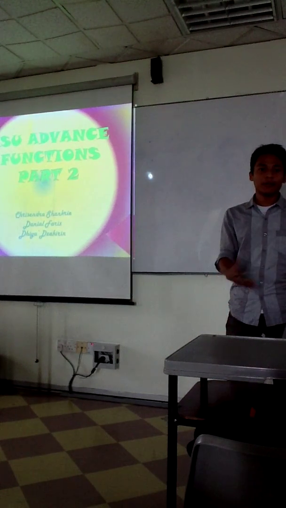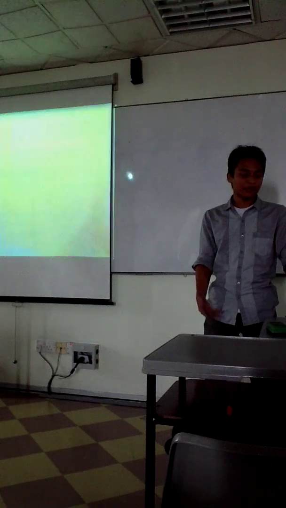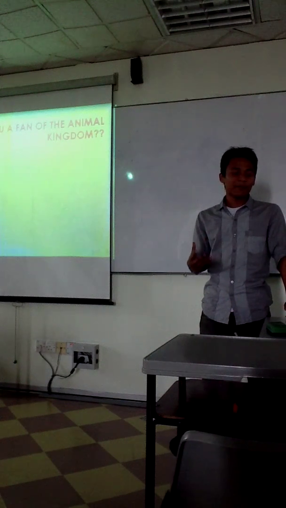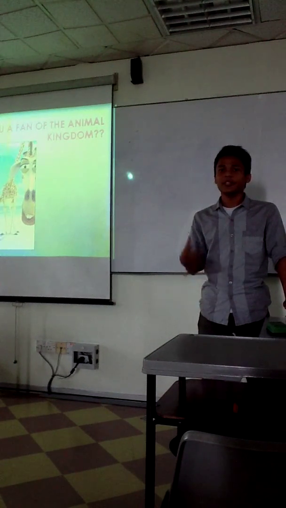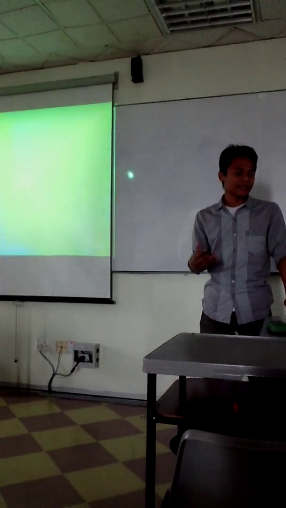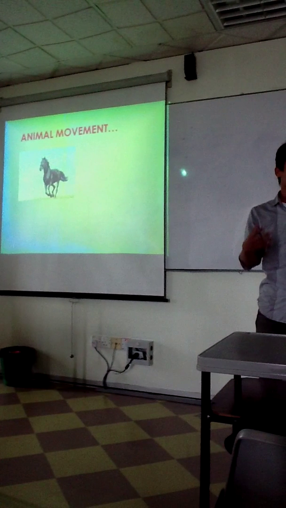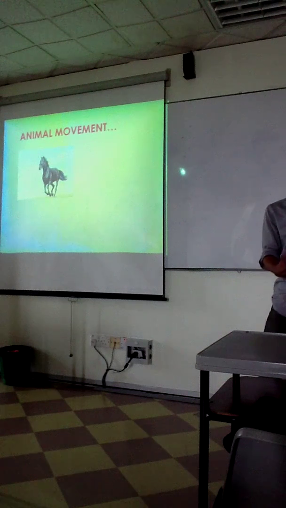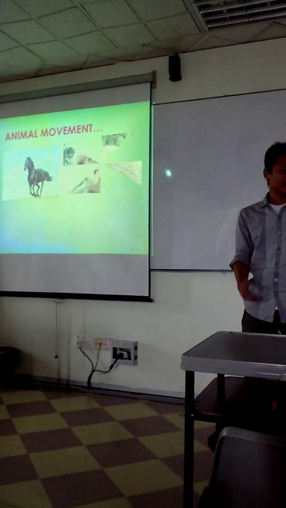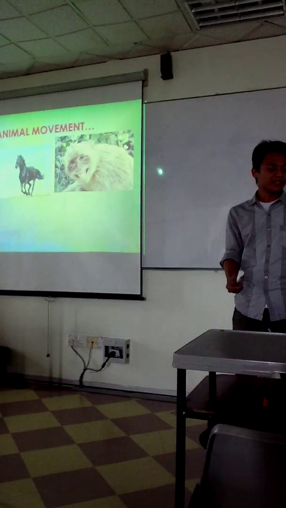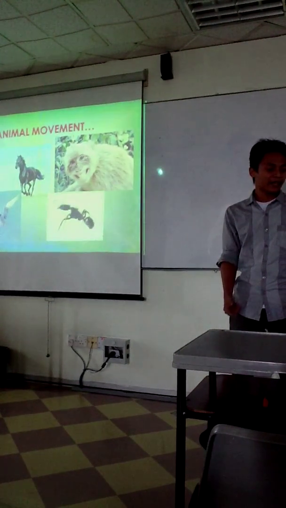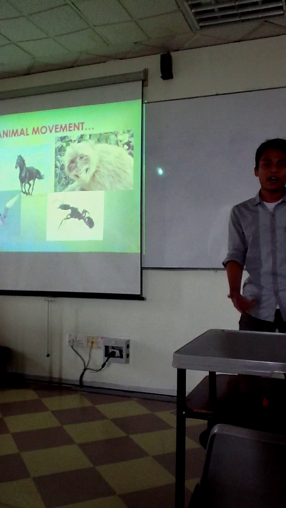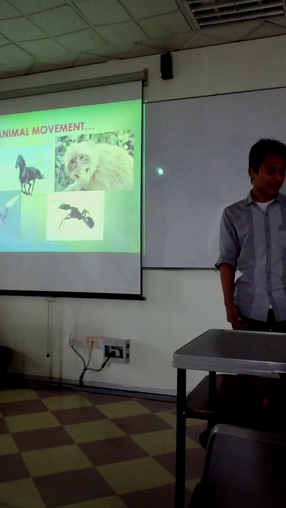For today, we're going to use animals as our main topic. One of the animal behaviors that relates to combined functions is animal movement. Some animals can run, some hang from trees, some can fly, and some can crawl. But basically, all these animals have arms and legs. But how about the animals that do not have arms and legs?